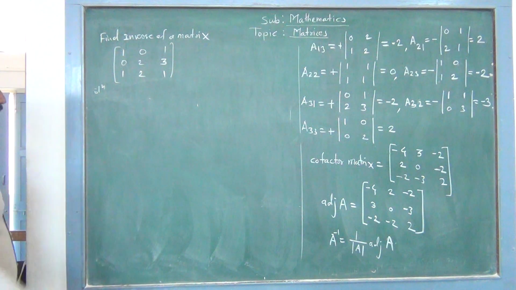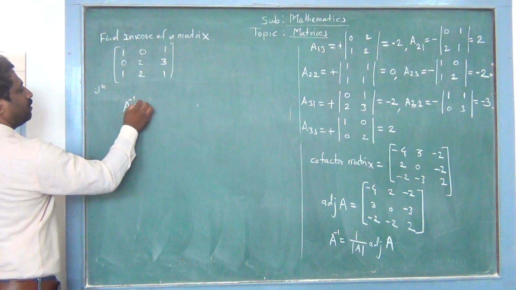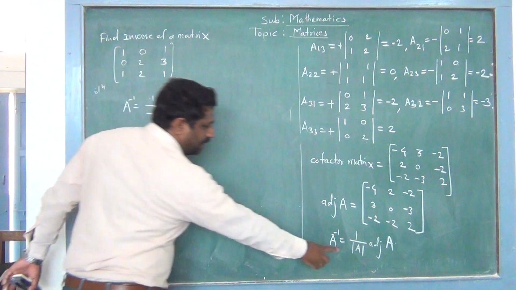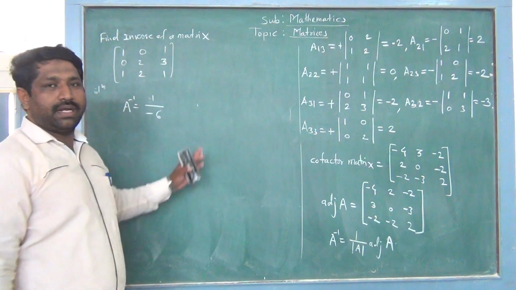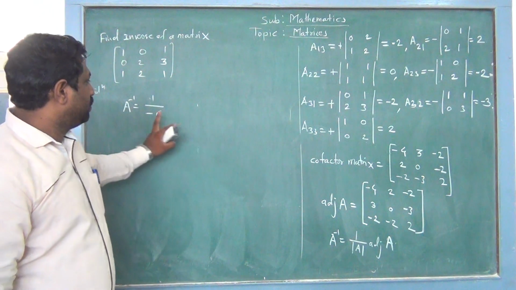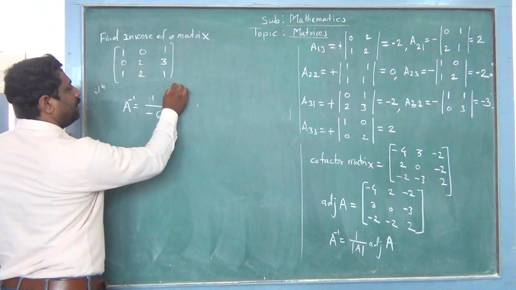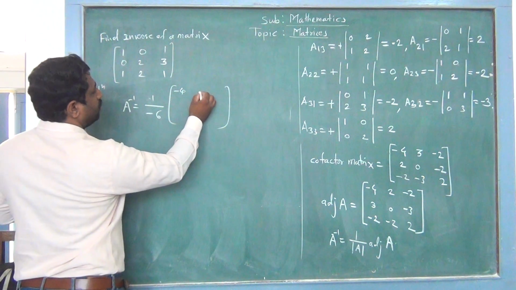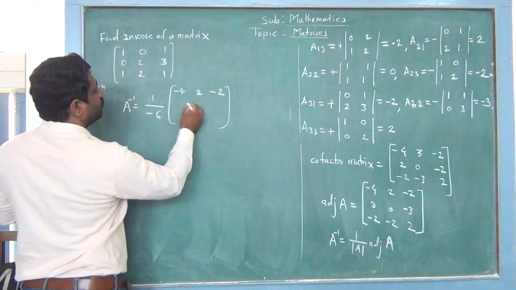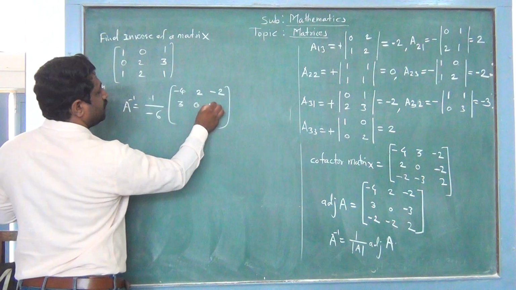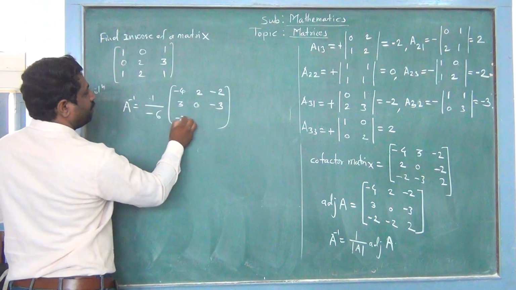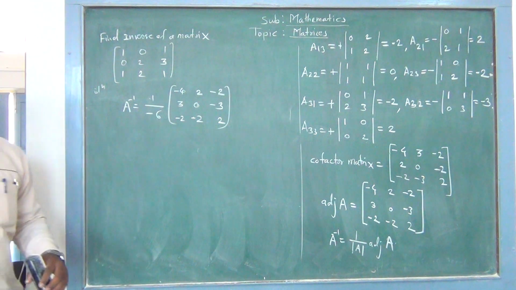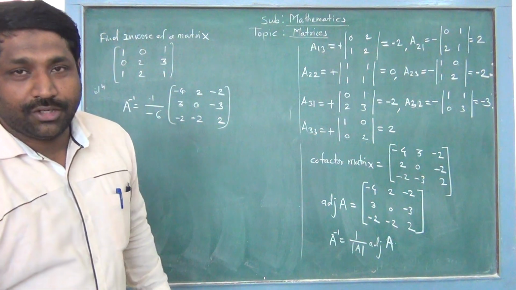A inverse is equal to 1 upon minus 6. Determinant of A आपण काढलं होतं ते minus 6 आलं होतं. So we have replaced minus 6 and then the matrix: minus 4, 2, minus 2, 3, 0, minus 3, minus 2, minus 2, 2. So this is the inverse of a matrix by adjoint method.